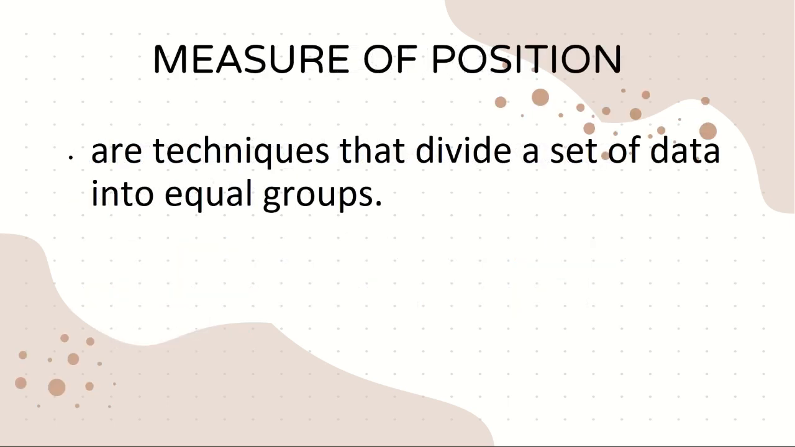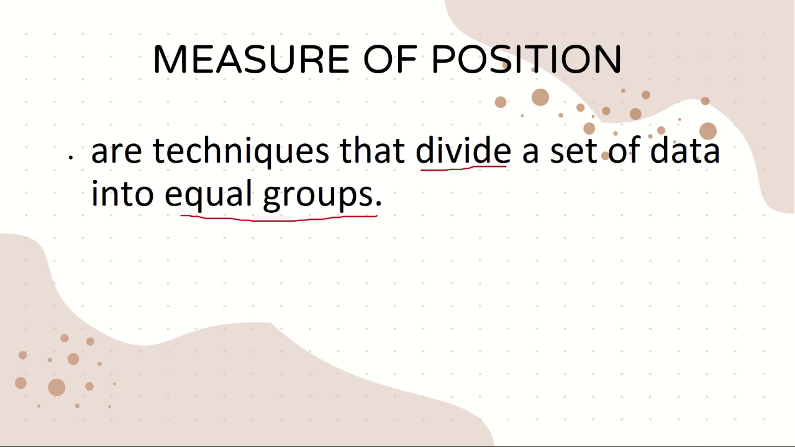So let's define first the measures of positions. When we say measures of positions, these are the techniques that divide a set of data into equal groups. These are significant measures that divide the distribution into equal parts or subgroups. These measures are also important in studying the position of an individual relative to a group.